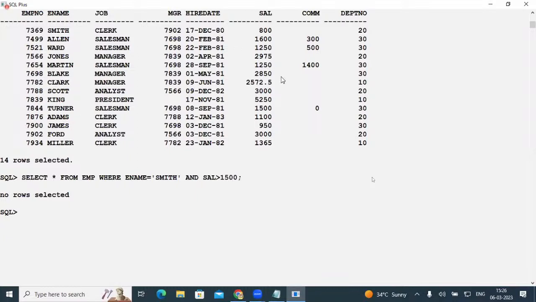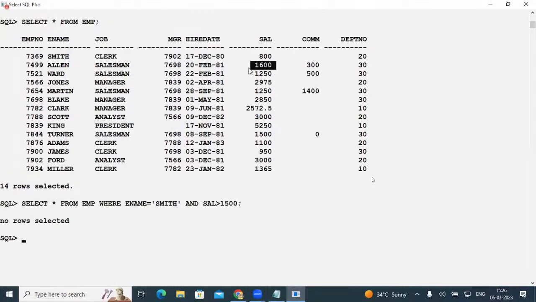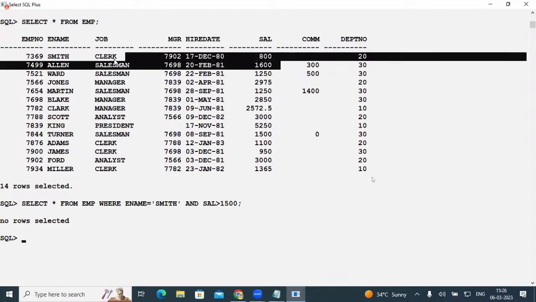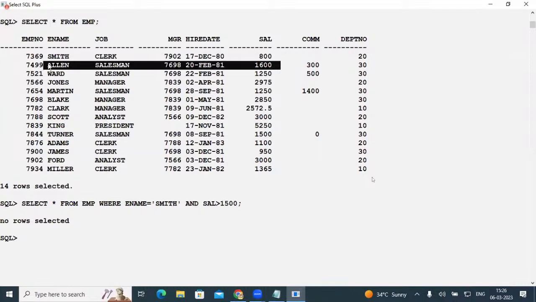Suppose the second employee is above 1,500, is it greater than 1,500? So my second condition is true as per this. Yes or no? Second condition true, but his employee name is what? Alan. But my name is Smith. Again, second condition true, first condition false. Then false, true, false. That's why nothing comes here. Because both are not in the same row.